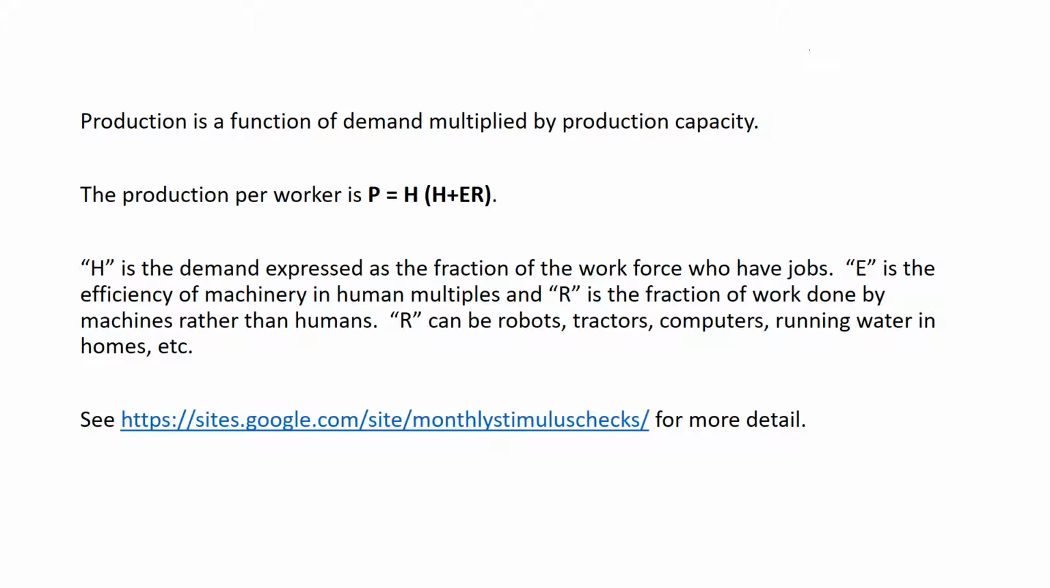Production is a function of demand multiplied by production capacity. The production per worker is P equals H times the quantity H plus ER. H is the demand expressed as the fraction of the workforce who have jobs. E is the efficiency of machinery in human multiples, and R is the fraction of work done by machines rather than humans. R can be robots, tractors, computers, running water in homes, and so forth. See this website for more detail.